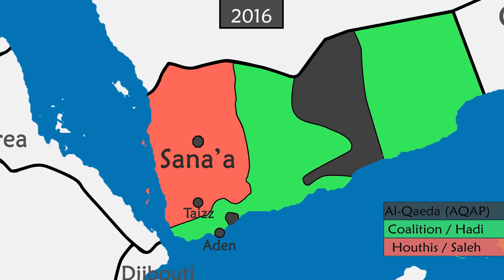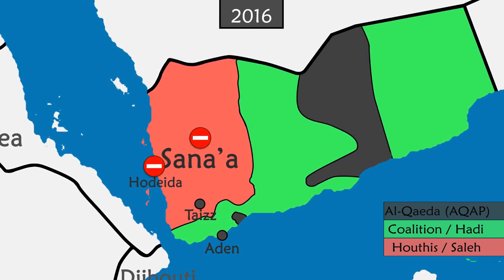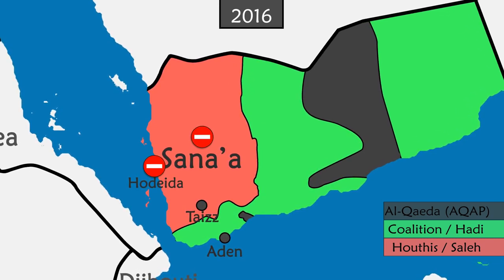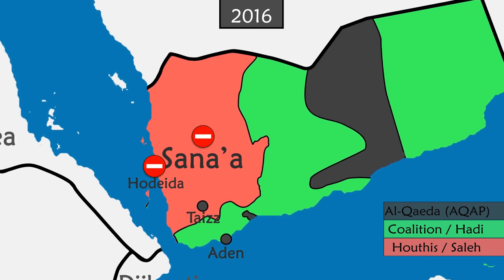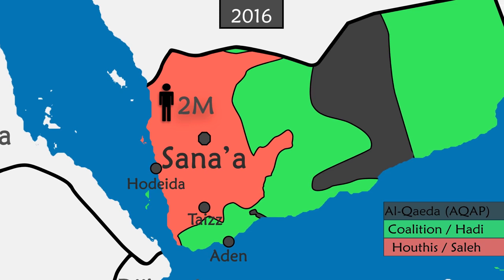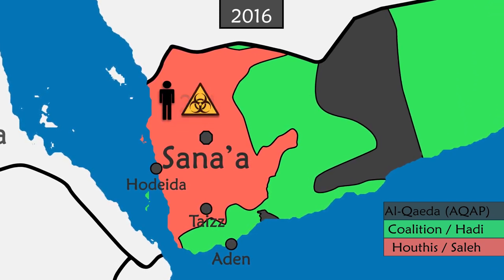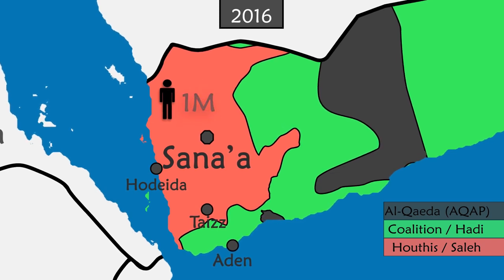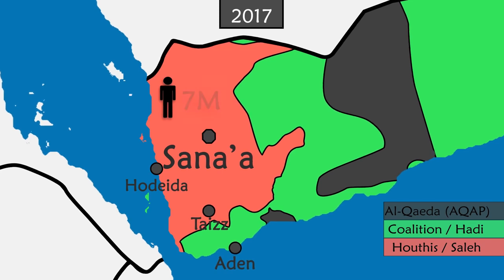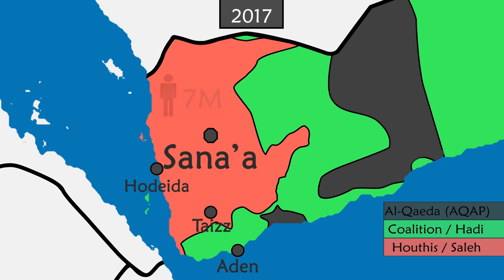In addition to airstrikes, the coalition imposes an embargo on ports and airports controlled by the Houthis. Only aid shipments are allowed, which prove insufficient for the population suffering a humanitarian crisis. As a result, more than 2 million people are internally displaced in Yemen. At the end of 2016 begins a cholera epidemic that infects up to 1 million people and leaves more than 2,200 dead. The UN estimated that 7 million Yemenis, or a quarter of the country, were close to starvation.